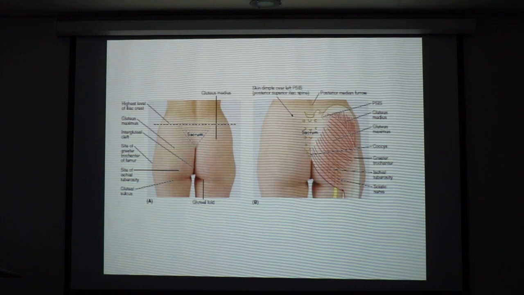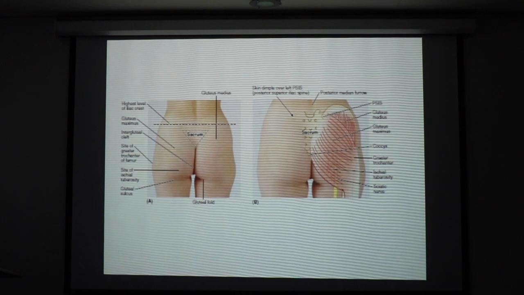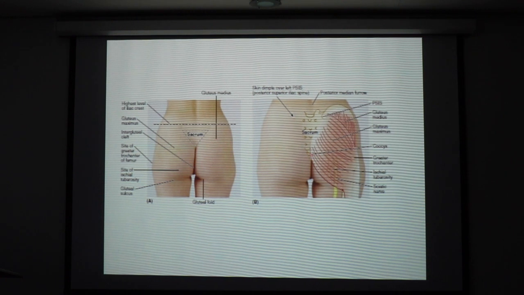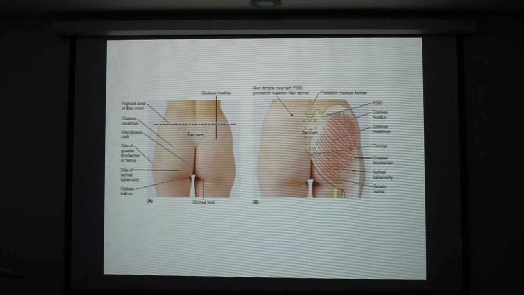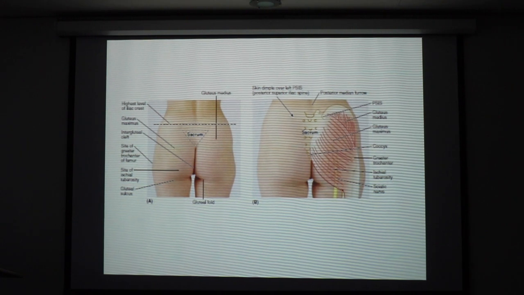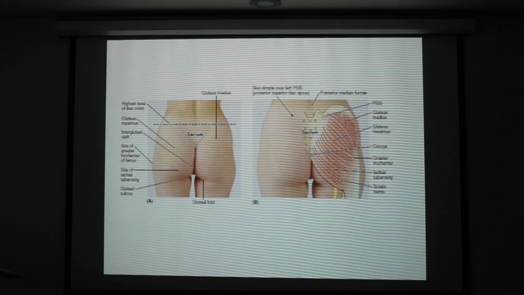It is arising from most of the sacrotuberous ligament, and then it is going to get inserted into the gluteal tuberosity, and most of it is going to be inserted into the iliotibial tract. So 2/3 of the gluteus maximus muscle is going to be inserted into the iliotibial tract. 1/3 of it is going to be inserted into the gluteal tuberosity and to the linea aspera.